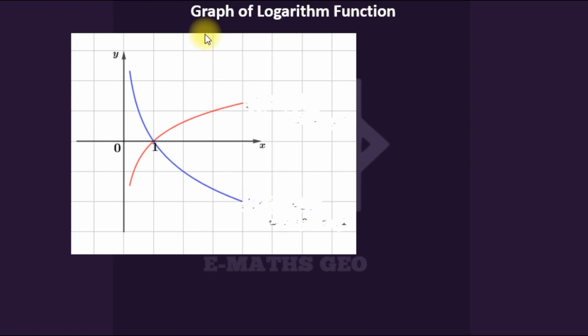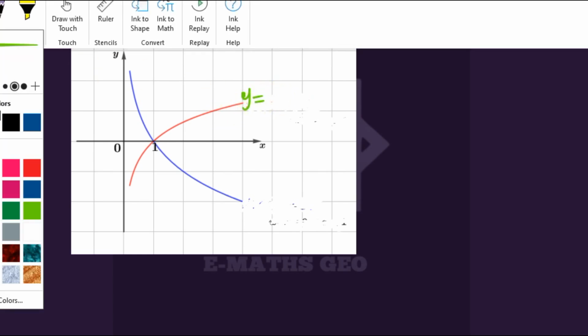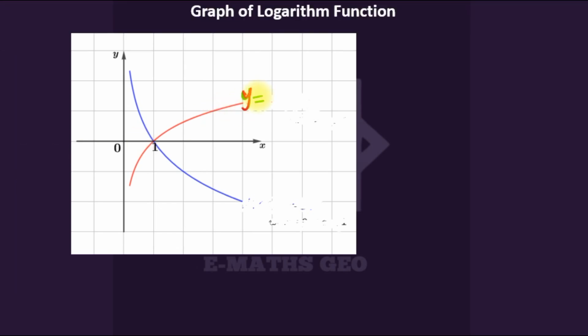Today we'll be looking at the graph of the logarithm function. As you can see, we have two graphs, the red one and the blue one. This is a graph of a logarithm function. Let's say y equal to the red one. Okay, let me use red. This is y equals log a x.